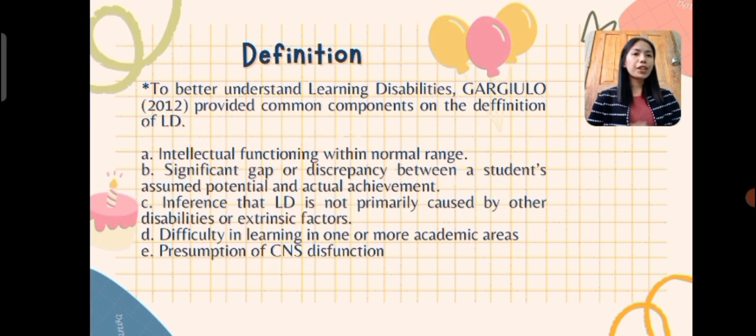To better understand learning disabilities, Gargiulo in 2012 provided common components in the definition of LD or learning disabilities. First, intellectual functioning within normal range. Second, significant gap or discrepancy between a student's assumed potential and actual achievement. Third, inference that LD is not primarily caused by other disabilities or extrinsic factors. Next, difficulty in learning in one or more academic areas. And lastly, presumption of CNS dysfunction.